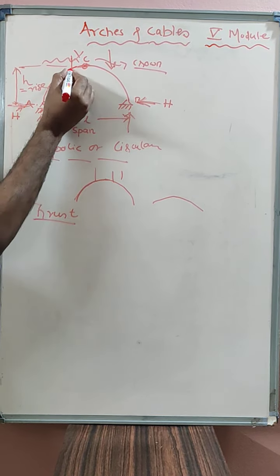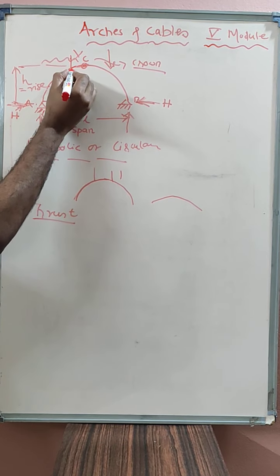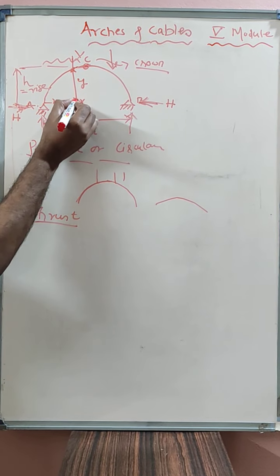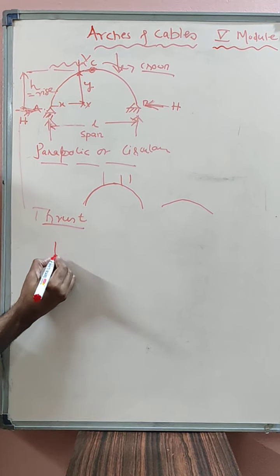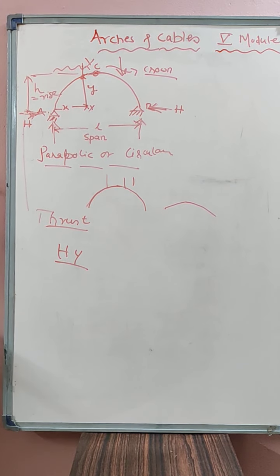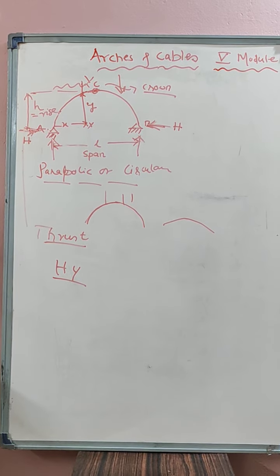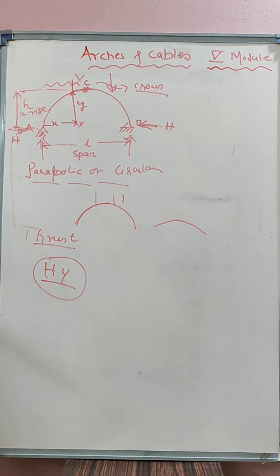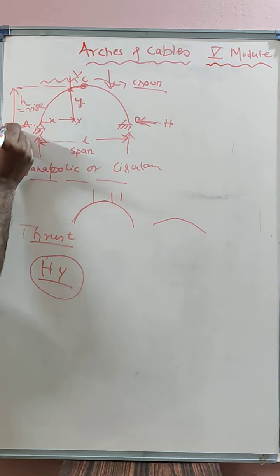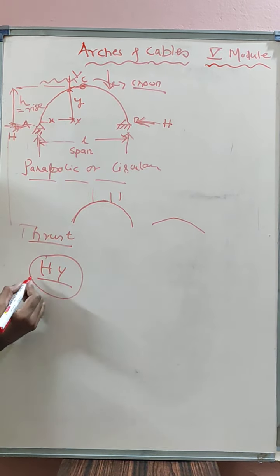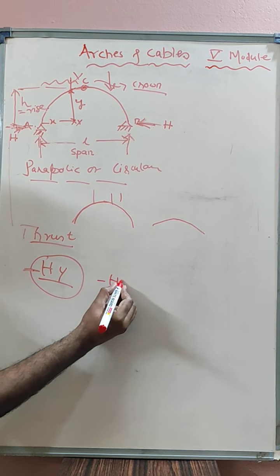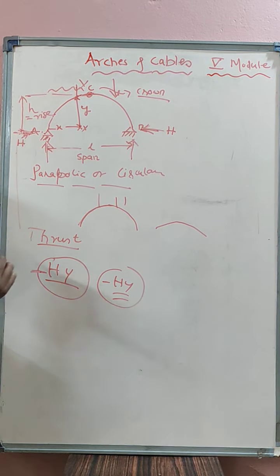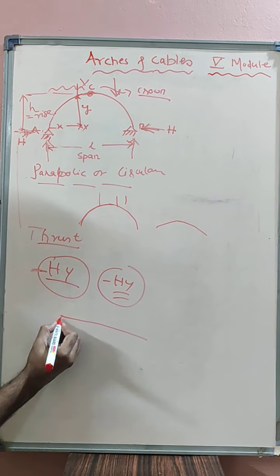That means H into the distance between the horizontal thrust and the section under consideration. You call this distance Y. So H into Y is an additional term that comes in case of arches. The HY effect is additional in case of arches as compared to beams. In case of beams, this HY effect is not there. And this HY effect is hogging, H into Y anti-clockwise on the left side, so it is the minus HY effect. The minus HY effect is the one which reduces the bending moment of the arch because it is minus.